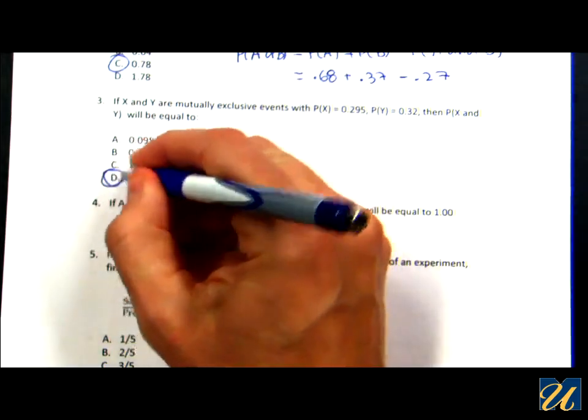If X and Y are mutually exclusive events with probability of X equal to 0.295 and probability of Y 0.32, then the probability of X and Y will be equal to what? Since they're mutually exclusive events, that means there is no point of intersection between the two events. The probability of both of them occurring at the same time will be 0.